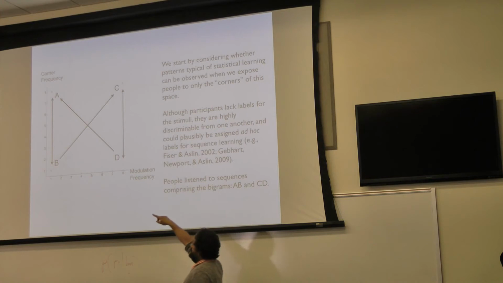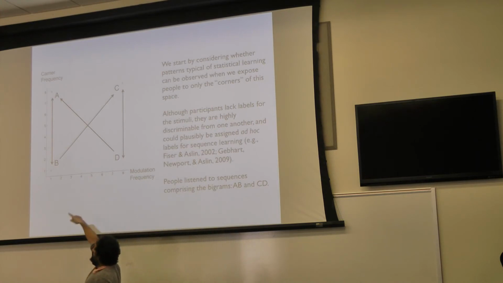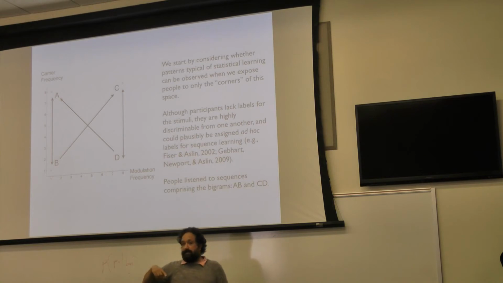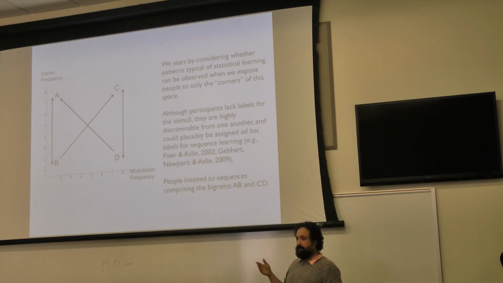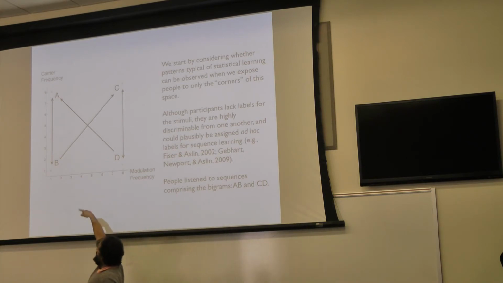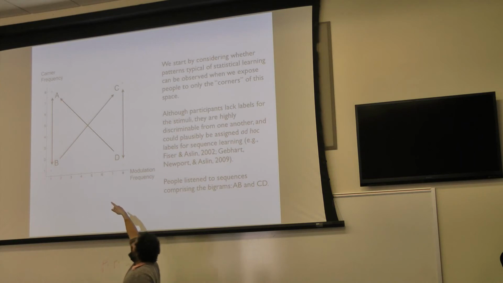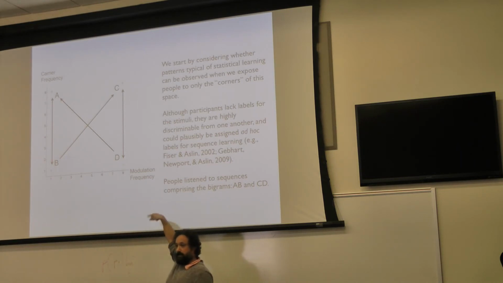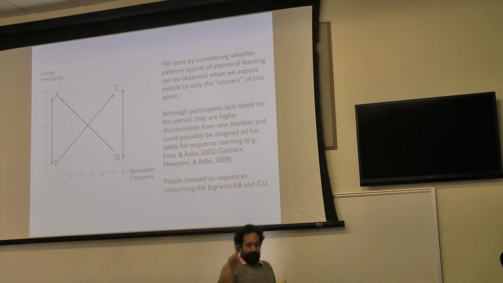So now let's just take the four corners of this space, right? So carrier frequency on the y-axis and modulation frequency on the x-axis, and this is just the four sounds that you've heard. And we make a sequence by having AB and CD as bigrams, right? So you can go from A to B, you can go from B back to A, or you can go from B to C. You can go from C to D. If you're at C, you have to go to D, and if you're at D, you can go back up to C, or you can go over to A, right?